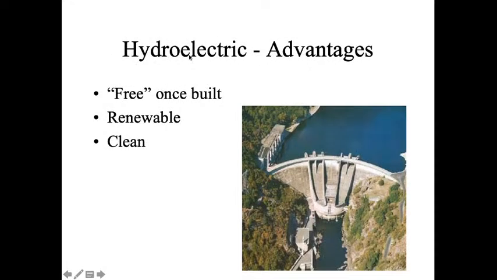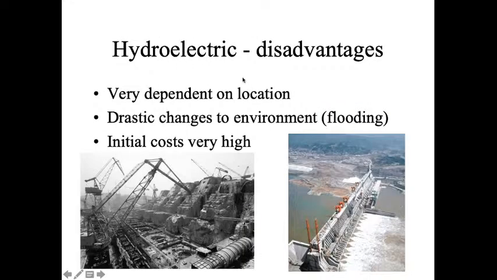So again, hydroelectric has very similar advantages to solar. It's free once it's built, it's renewable, it's clean. Our disadvantages: you can't build them anywhere, right? Edmonton's not great for it unless we start throwing turbines in the North Saskatchewan. It also creates drastic changes to the environment, which can lead to flooding of farmland or even collapses that can devastate communities and kill thousands of people. And it's extremely expensive, right? If any of you have been to the Hoover Dam, you can see the scale of that and how expensive that must have been to build.